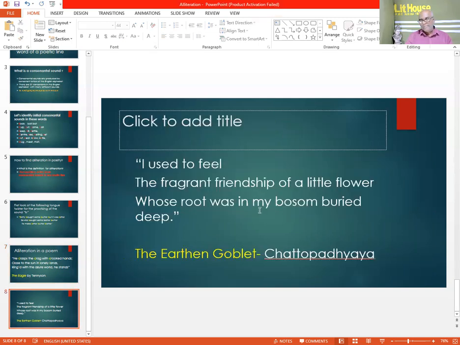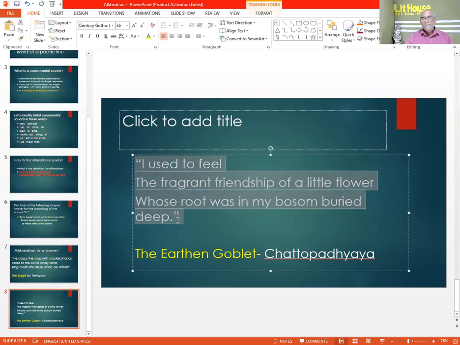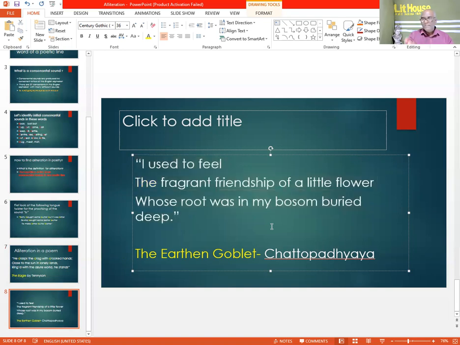Now, this is another poem, written by Indian poet Chattopadhyaya, The Earthen Goblet. This is one part of it, not the whole poem. It's a long poem, very nice one. Find it out and read it. This part is spoken by the earthen goblet to the poet. Now let's find out alliteration here.